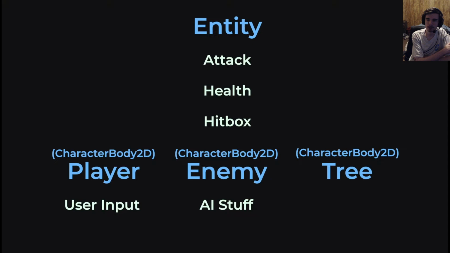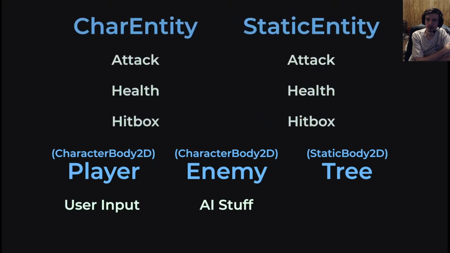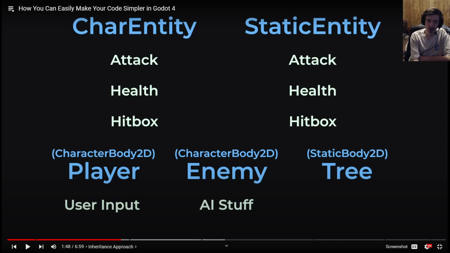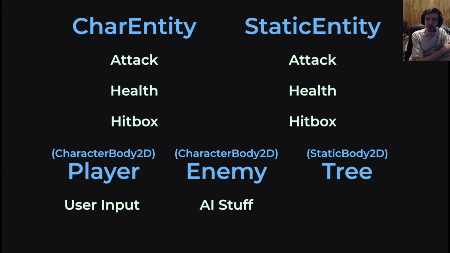This isn't ideal though, because this gives the tree the ability to move. Alternatively, you could extract the entity class out into a static entity and a character entity and decide which classes need to inherit from where. But as you can see, this is already getting a little bit complicated, and all we did was add a tree. There's got to be something better.